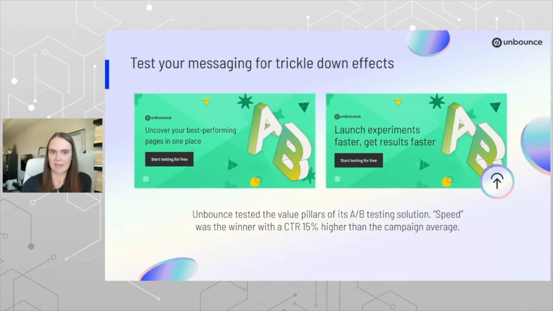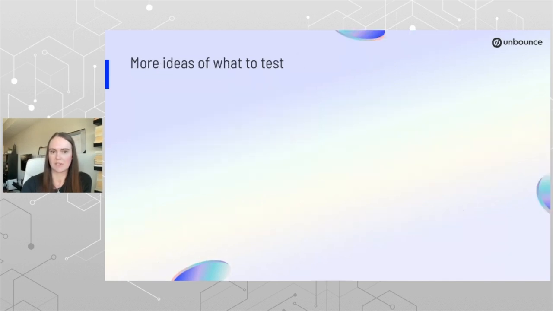The impact of this test is that we were able to cascade this insight down to other campaigns and areas of marketing, which is really what creates that trickle-down effect of knowing what works. So we've shared a few examples of what to test, including your hero section, CTAs, and product messaging, but there are countless ideas out there, so we just wanted to share a few more.